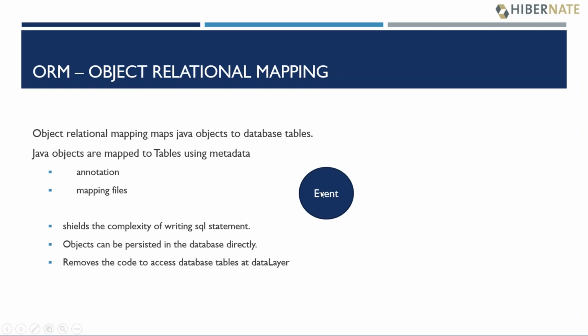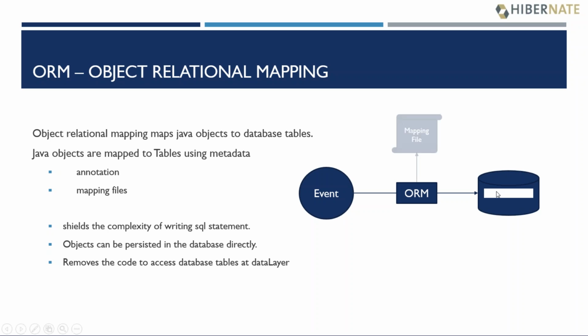So over here, let's say you have an object. This object is mapped directly to a table in the database. So this is an object, and it is directly mapped to a row in the table. So how do you map this? Over here, if you see, you have an object, and you want to store this object directly into the table without writing any statements.